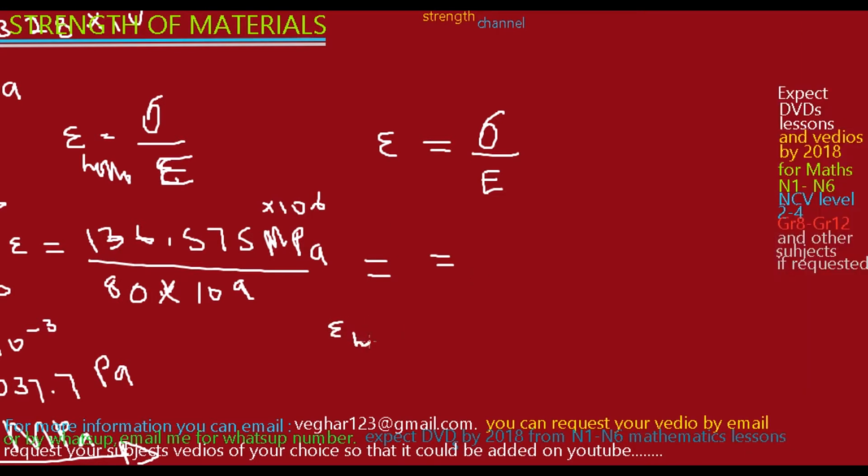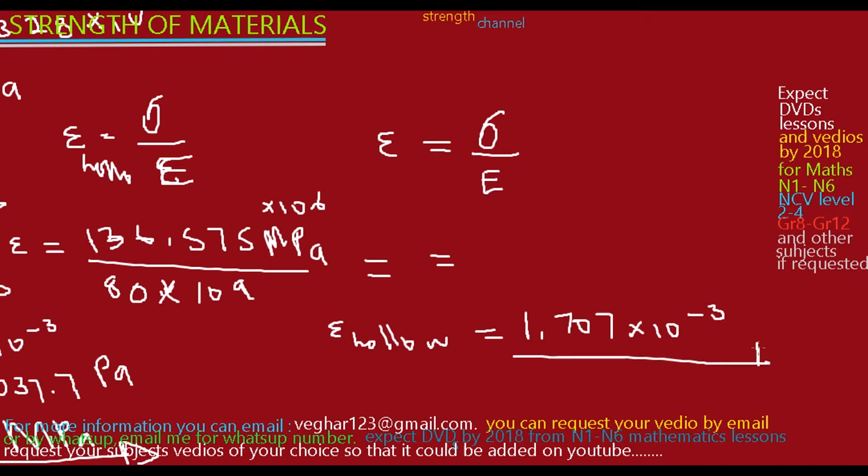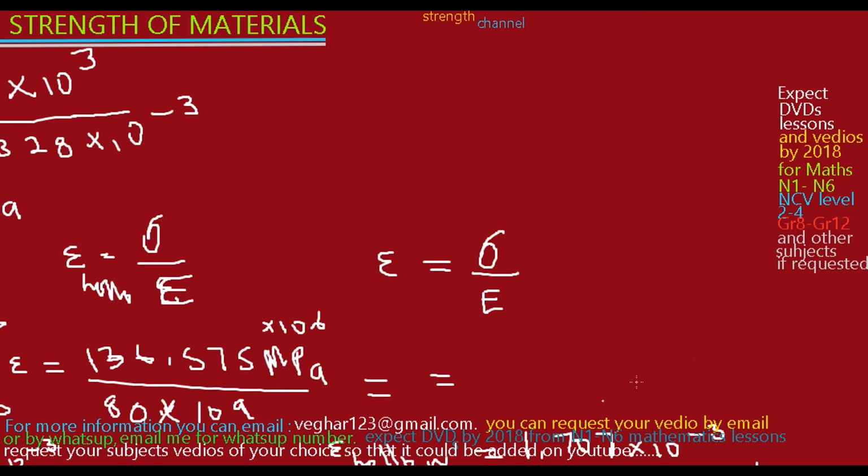So this one is for the hollow, you found it. It's 1.707 times 10 to the negative 3. There are no units for this one. So this one you find for the hollow. Let's check for the solid.